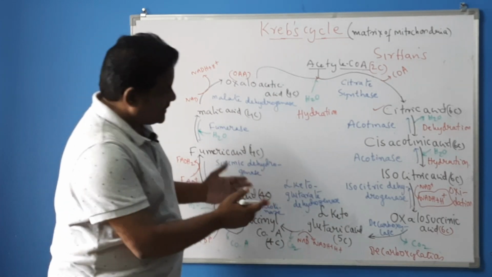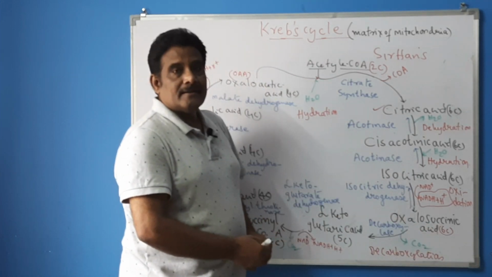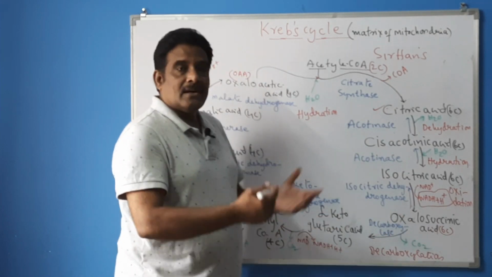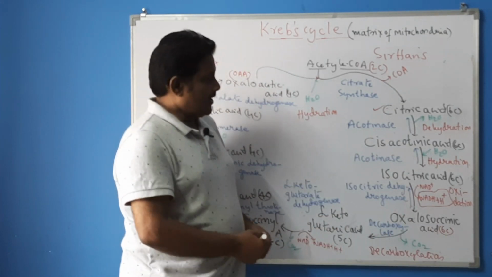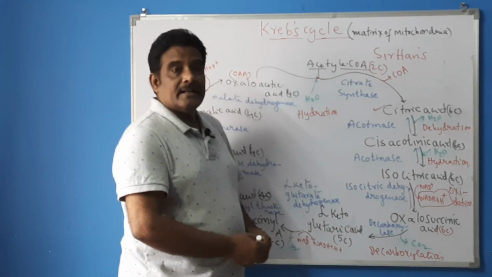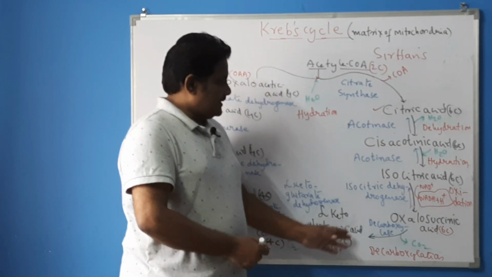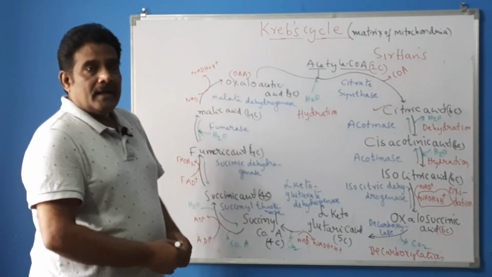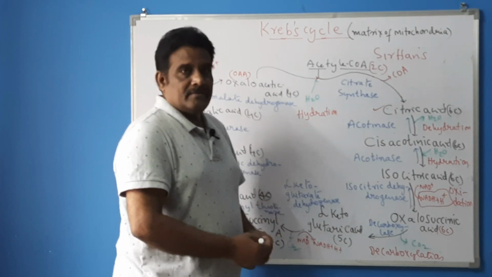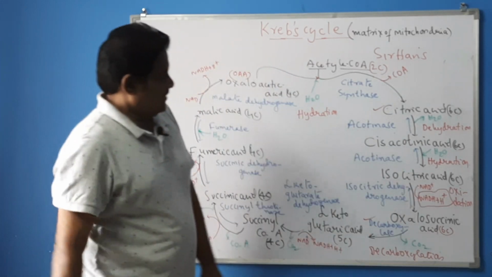But here one change you will observe. Oxalosuccinic acid is a 6-carbon compound. One carbon is removed in the form of carbon dioxide. Oxalosuccinic acid underwent decarboxylation here, and then alpha ketoglutaric acid is formed. But it contains only 5 carbons. Already one carbon is removed. So alpha ketoglutaric acid is a 5-carbon compound. And this is also catalyzed by one important enzyme, that is decarboxylase enzyme.